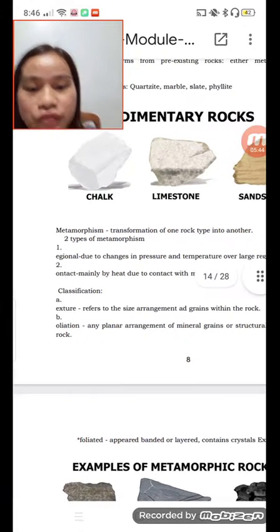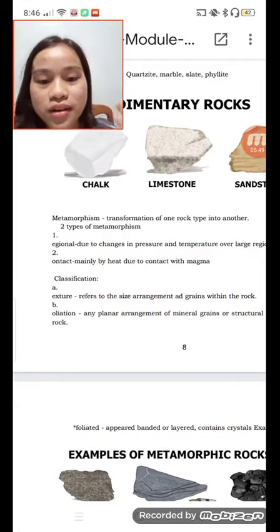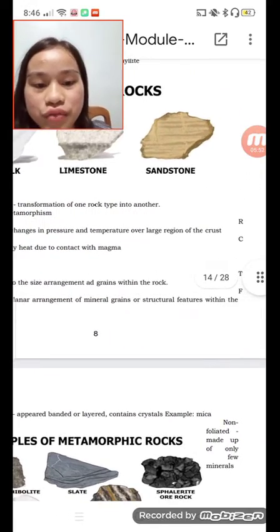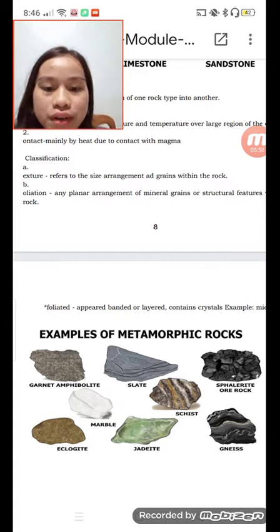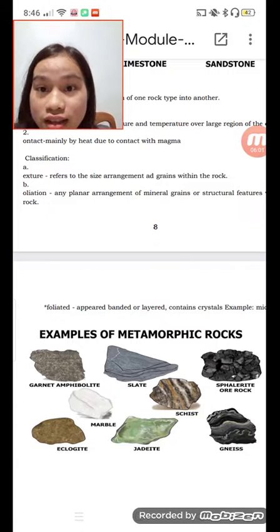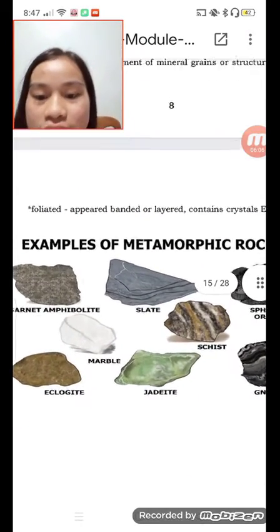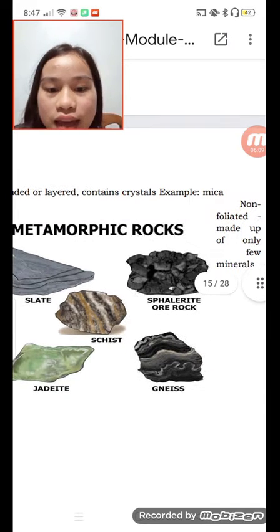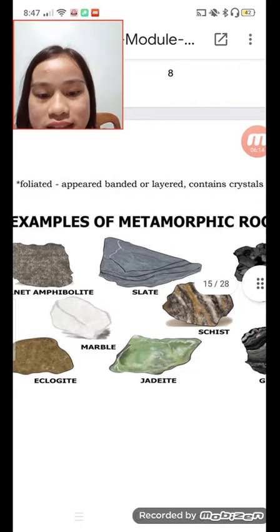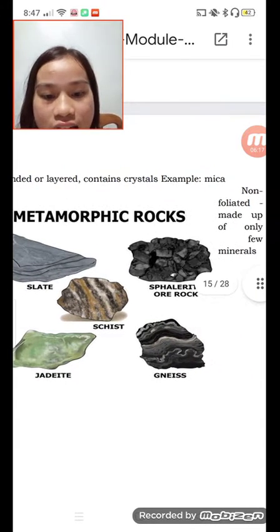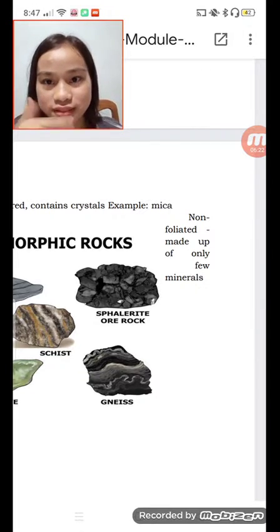Classification: texture refers to the size, arrangement, and grains within the rock. Foliated refers to the planar arrangement of mineral grains or structural features within the rock. Foliated rocks appear banded and layered, containing crystals. Example is mica. Examples of metamorphic rocks here are garnet, amphibolite, slate, soapstone, marble, eclogite, schist, gneiss. Then non-foliated, made up of only a few minerals.